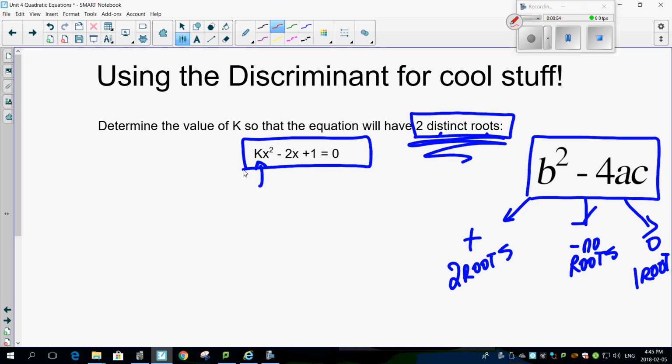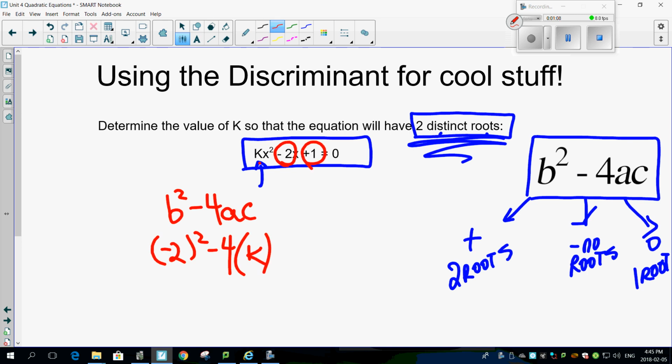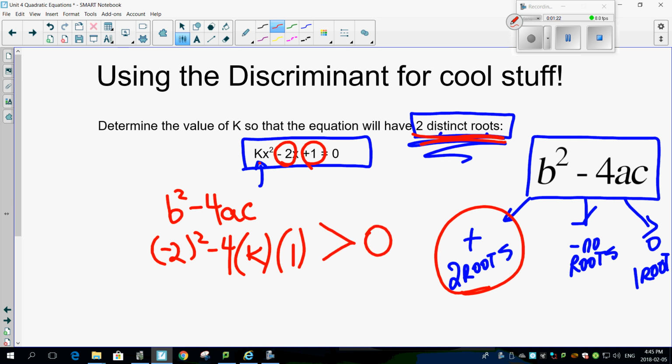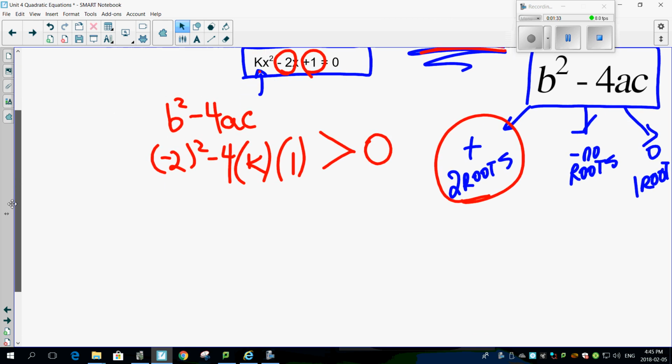So figure it out. b squared minus 4ac. Your b is minus 2, so minus 2 squared, minus 4 times a. A is k, c is 1. But that has to give you 2 distinct roots, which means it has to be a positive number. And if you think about it, for it to be a positive number, this has to be greater than 0. That's the definition of what a positive number is all about.